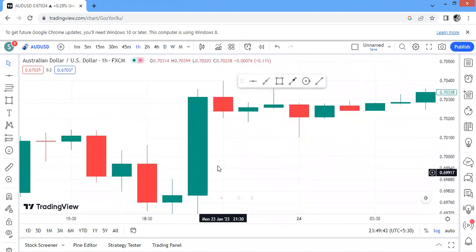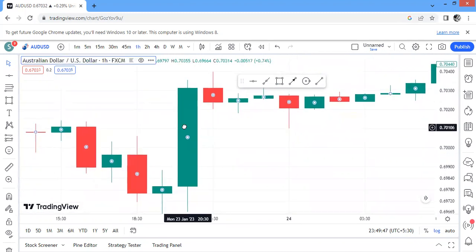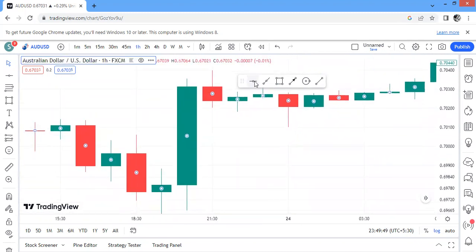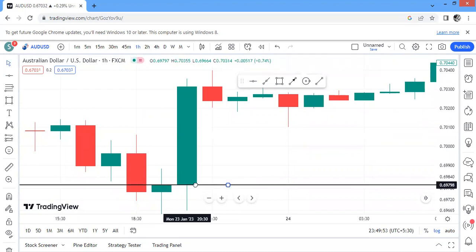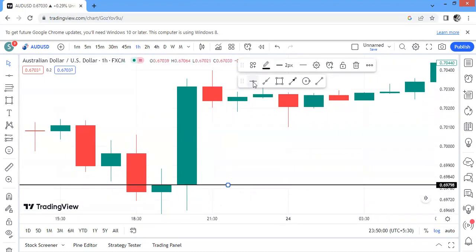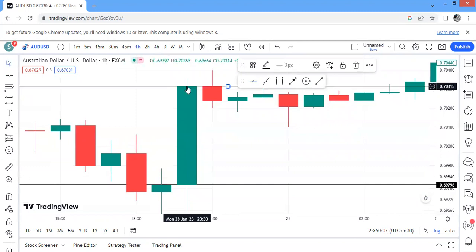Now, I want us to look at this big bullish candle here, the buying candle. Let's draw the opening and closing price of this candle. That is the opening price. This point represents the price 0.6979, that's the opening price. Then the closing price of this candle is that point, 0.7031, okay?